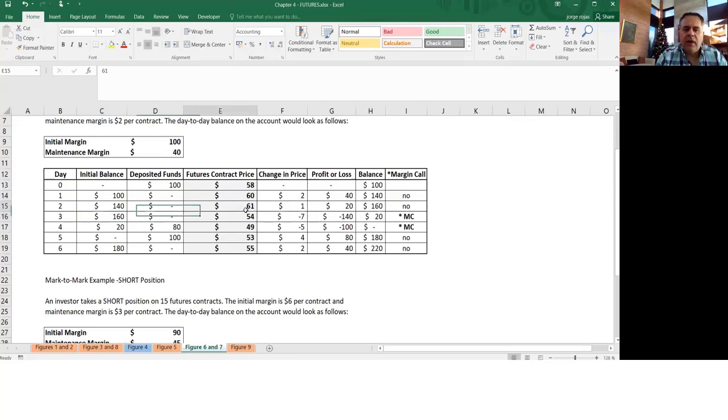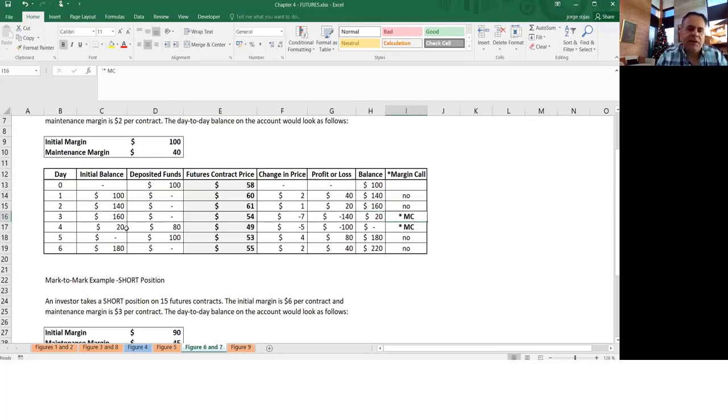Then you have a drop of the price from day 2 to day 3 of $7. So in this case, you have actually a loss of $140, and that makes your balance go down to $20. $20, of course, is below 40. So in this case, you do get a margin call that you need to meet next day.